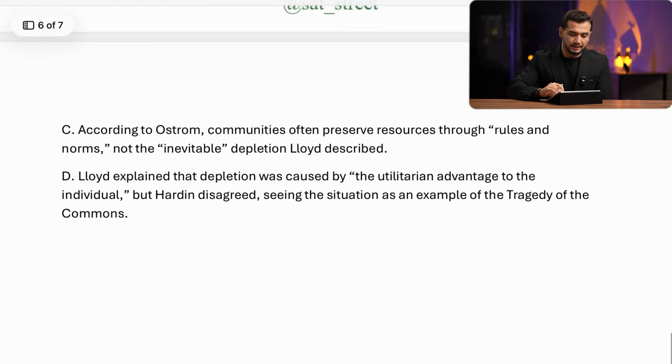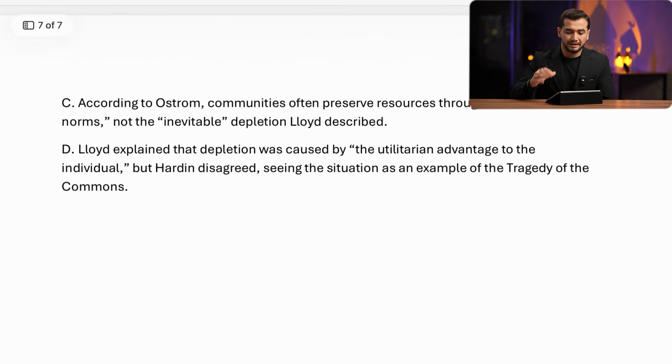So C, according to Ostrom, communities often preserve resources through rules and norms, not the inevitable depletion Lloyd described. Okay, here we have another person and actually their quotation as well, because communities often preserve resources through something. So it is actually going against what he explained as well. So this can be the answer.